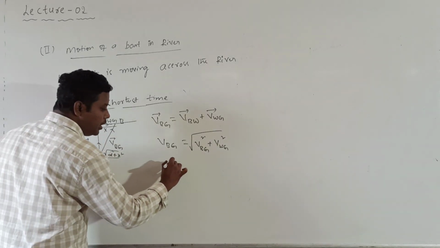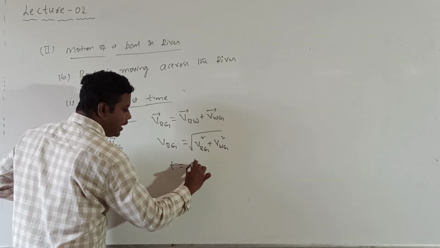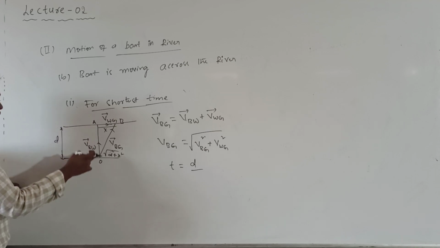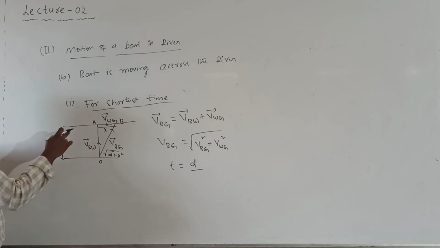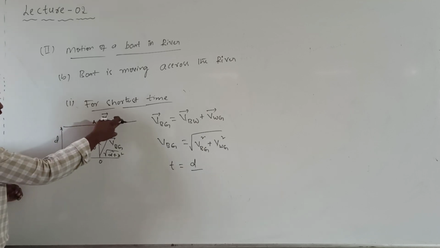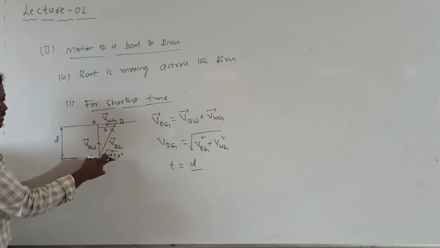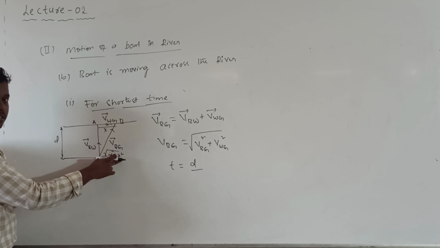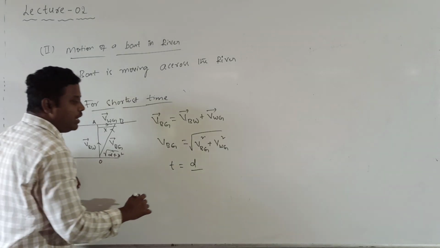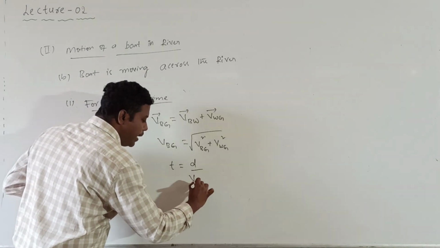What is the time taken by the boat to cross the river? Time taken is calculated as distance divided by velocity along that direction. If I consider along the direction OE, the distance is given. For example, if I consider O to B, the distance is root over d square plus x square. That time it will be divided by the VBG. So d divided by which one? VBG.